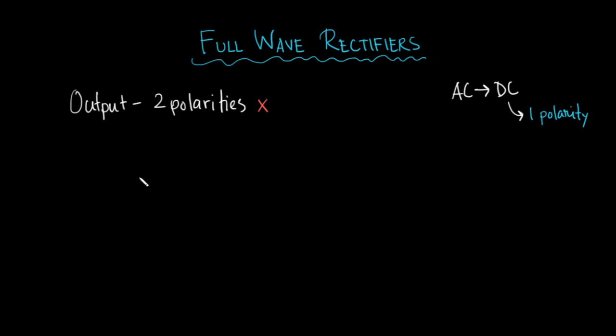Okay, so what do we want? We want to use both the negative cycle and the positive cycle, but we don't want two polarities. Basically, we want to convert the positive cycle to one polarity, and we want to convert the negative cycle to the same polarity. Okay, I have been talking about polarities for a long time now, so let's see how we can design this circuit.